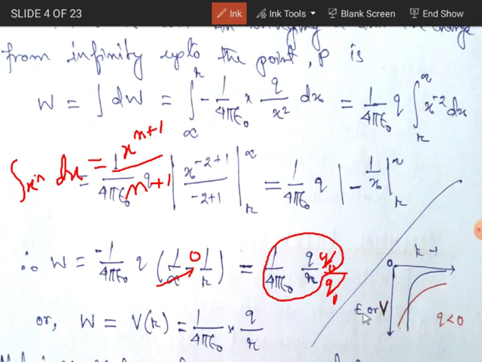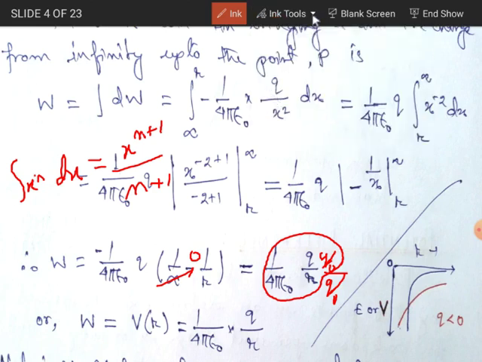If you are drawing for electric field of a single point charge, it is 1 by 4 pi epsilon naught q by r square, right? So this was square in the case of electric field, so the decrease will be rapid for electric field. But in the case of electric potential, it is only r, not r square, so it will not decrease rapidly. The electric field will decrease rapidly like this. You will also see this in the next slide.